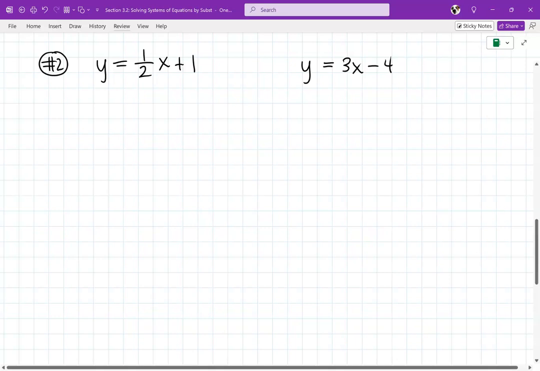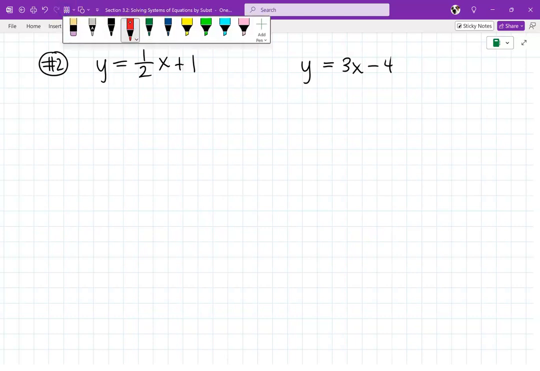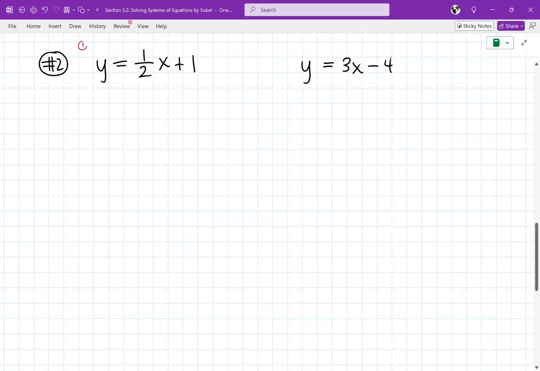So for number 2, we have y equals half x plus 1 and y equals 3x minus 4. All right. So step 1 is supposed to be separate the equations. Well, I already did that for you guys. So there they are. They're separated, right? Step 1. Step 2 is pick an equation and solve for a variable. Now you notice how both of these equations are already solved for y, right? So you really can't do anything wrong here.